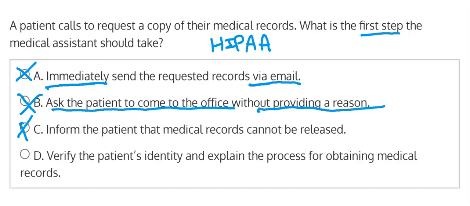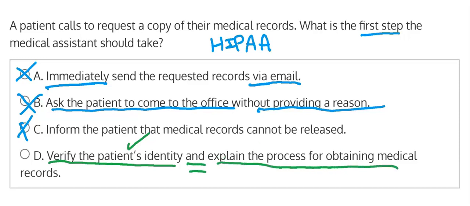Option D says, verify the patient's identity. So good. That was the issue with option A. We were just handing it out without checking if this is who they say they are. So good, we're verifying the patient's identity. Check. And you're going to explain the process for obtaining medical records, meaning that not only are we checking to make sure this is the right person, but it's also addressing the concern that we had up here, saying via email. And we were saying, is that really a secure way to do it?